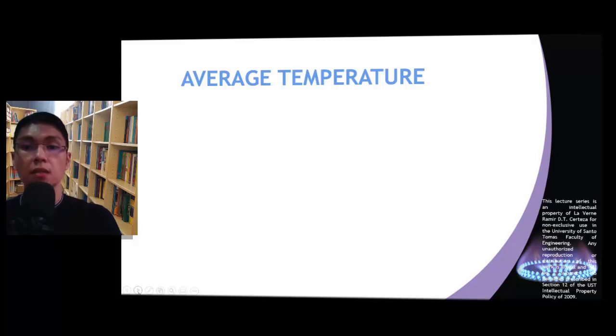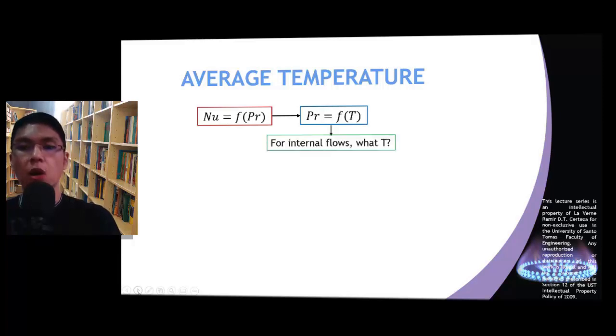Now let us discuss how to find the average temperature at a certain point in a fluid flow. We have previously discussed that the Nusselt number is a function of the Prandtl number, and the Prandtl number is just a function of the fluid temperature. Now the question is, what should be the value of the temperature that we are going to use to evaluate the Prandtl number for the entire fluid flow?